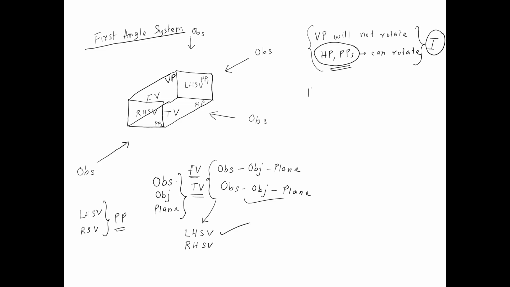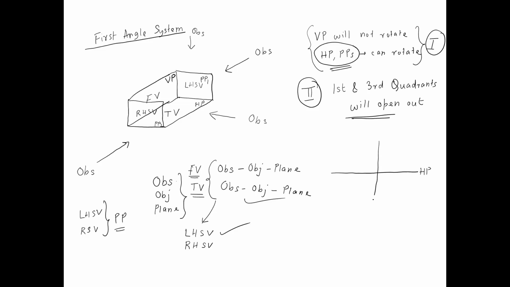Now the second part of the rule talks about the direction of rotation. The direction of rotation should be such that the first and third quadrants will open out. What is meant by this? Opening out of a quadrant means the quadrant becoming bigger. So look at this situation. I am drawing only two planes. This is the horizontal plane. This is the vertical plane. This is the first quadrant. This is the third quadrant. This is the second quadrant. This is the fourth quadrant.